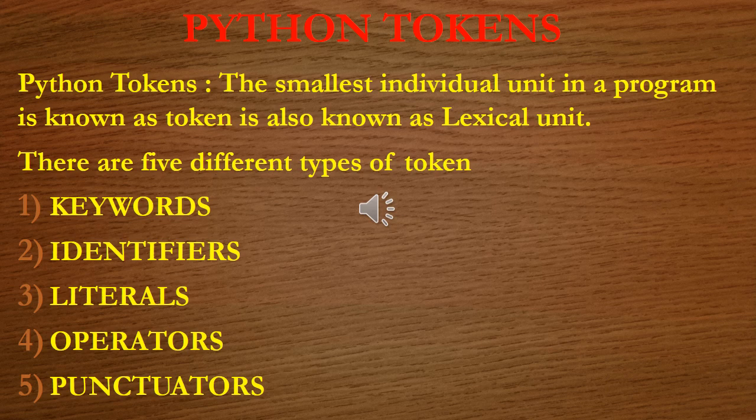There are 5 different types of Python tokens. The first one is keywords, the second one is identifiers, the third one is literals, the fourth one is operators, and the fifth one is punctuators. I am going to teach each Python token slide by slide. Just move to the next slide.